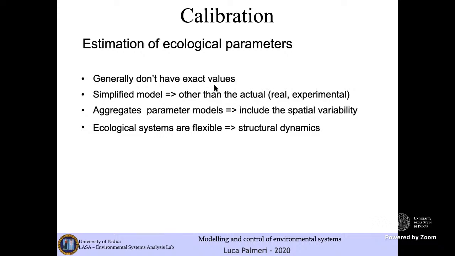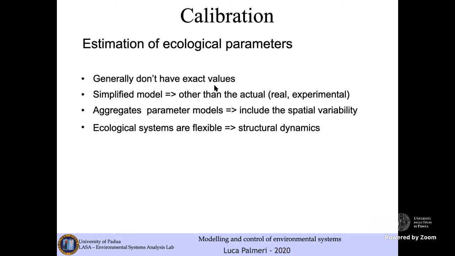The step further after sensitivity analysis is calibration. Calibration means estimating the ecological parameters in order to make the behavior of my model the more adherent to experimental observation of the system I want to describe. We have to start by realizing that in general, parameters do not have exact values, instead they change their values, or they are known with a certain level of uncertainty.